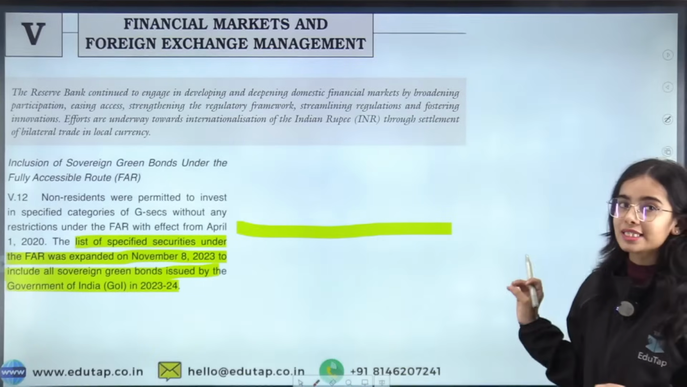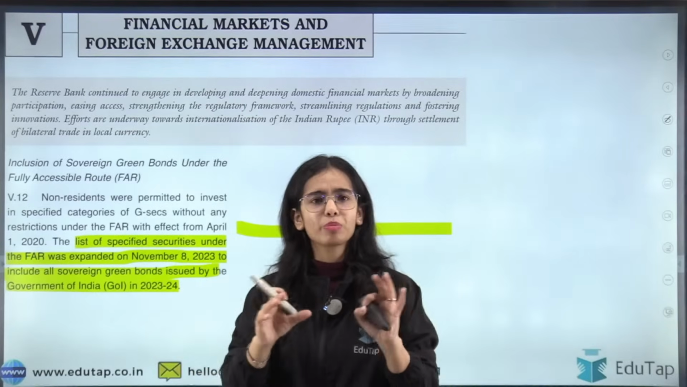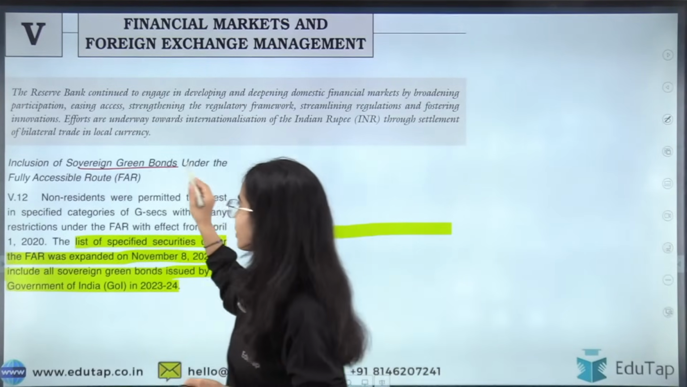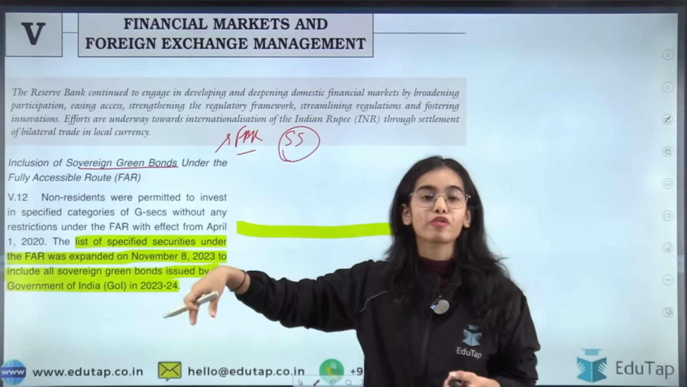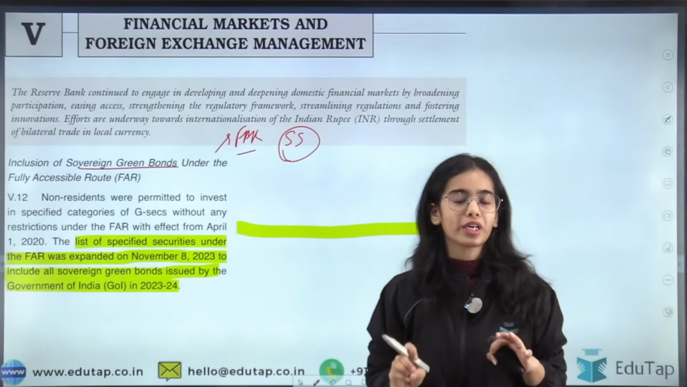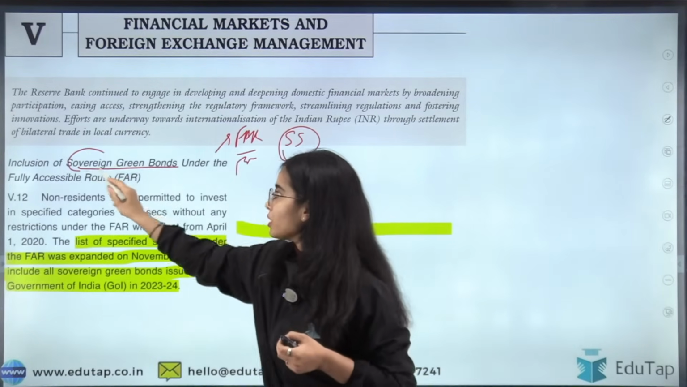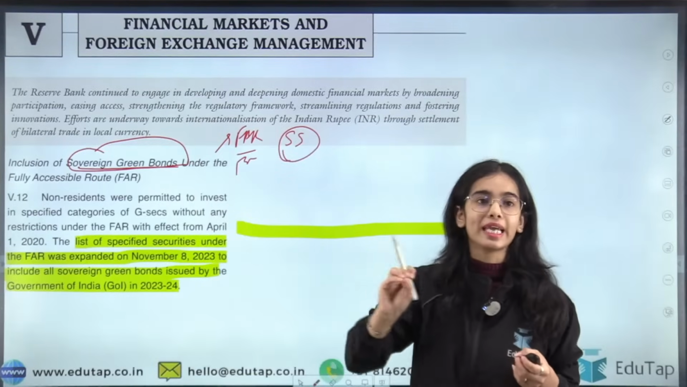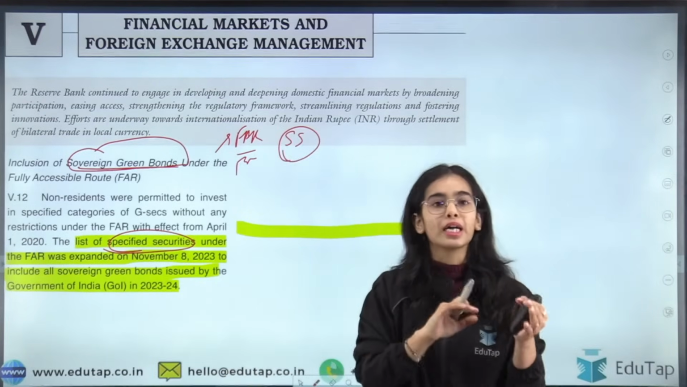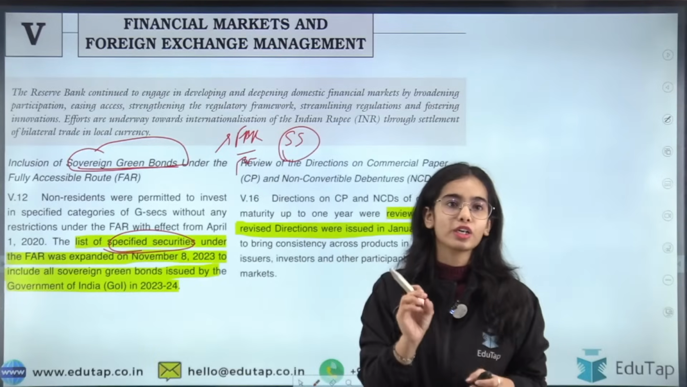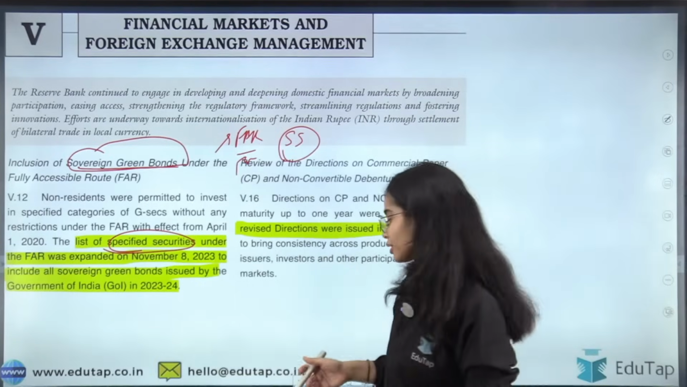Now coming to financial markets and foreign exchange management. Various things have been done; I have only brought some of the points. First, the inclusion of sovereign green bonds. There is the Fully Accessible Route, in which specified securities told by the Reserve Bank of India are fully accessible to foreign portfolio investors. Now the sovereign green bonds of the government have been included in the list of specified securities under the FAR, so that we can have further involvement in the financial market.